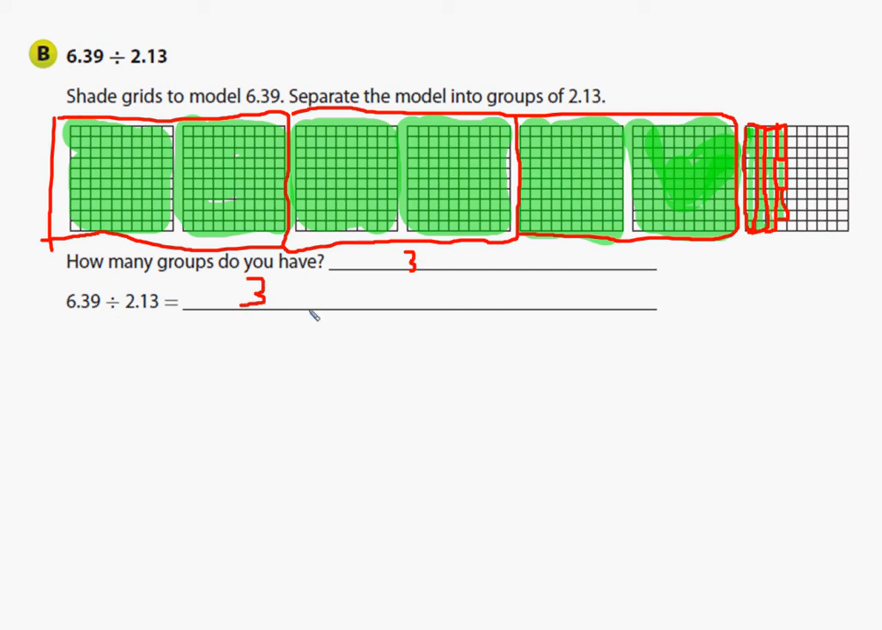And we do this model so that we understand what is happening when we're dividing 6.39 by 2.13. We're finding how many groups of this is in this. And that's what we did with this picture. So now we're going to do it numerically. Now here's how you do that.